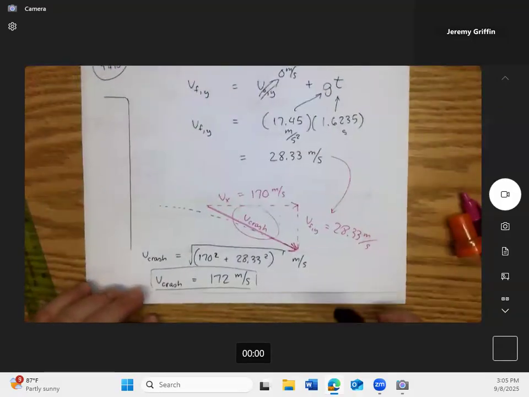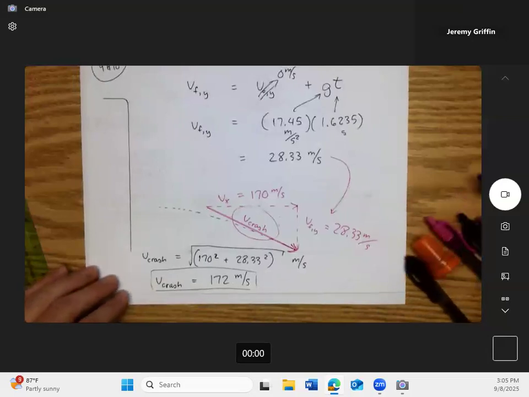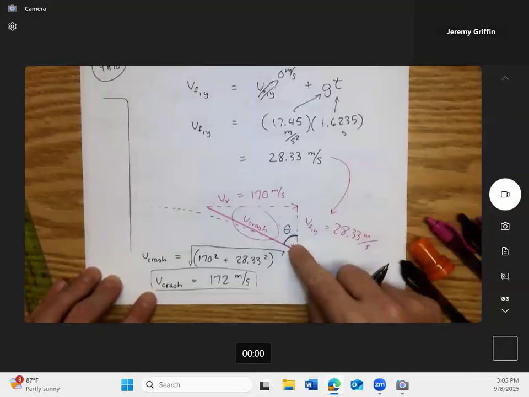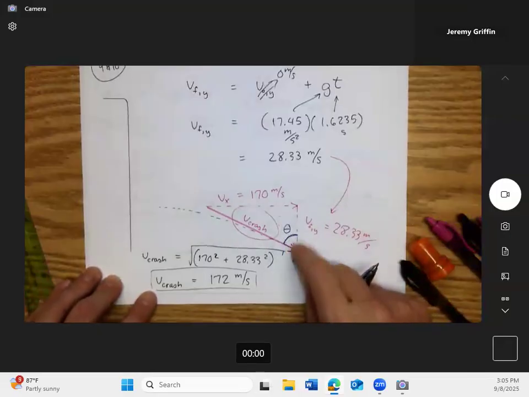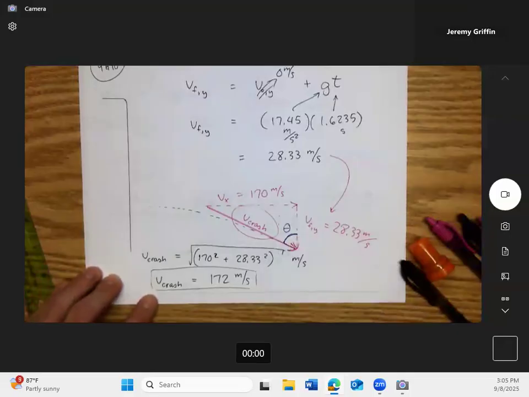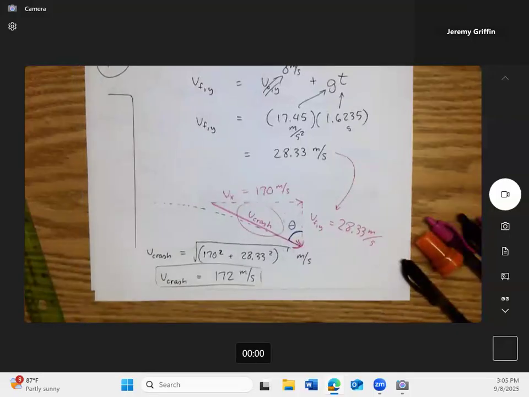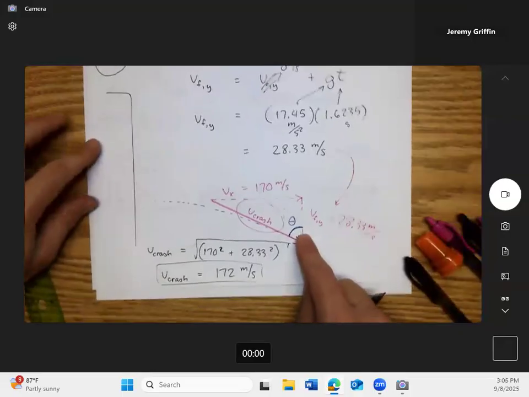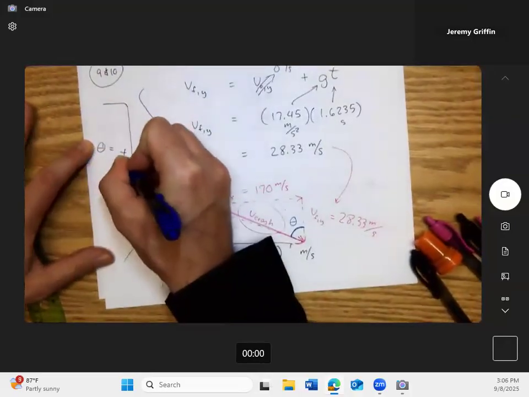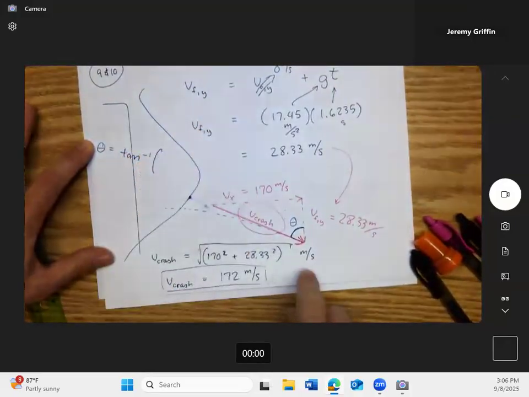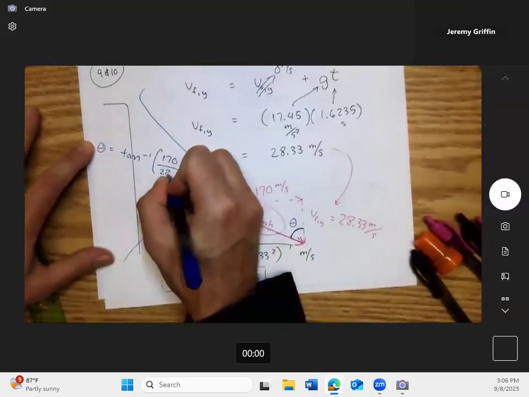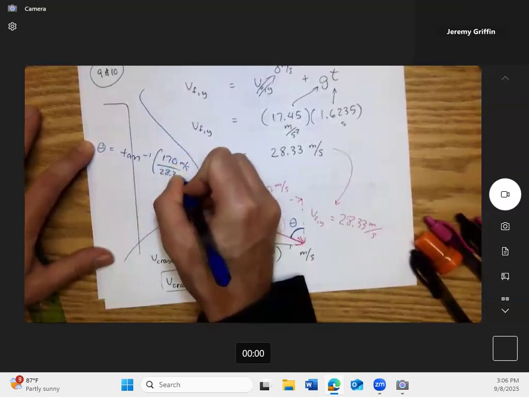We're good. All right. I got one bonus follow-up about this question. Do you guys see this angle right here? I'll call it theta. Who knows? How do you calculate theta? Inverse tan of b over a, yeah, inverse tan. So theta equals inverse tan of b over a, so it'll be 170 over 28, meters per second over meters per second.